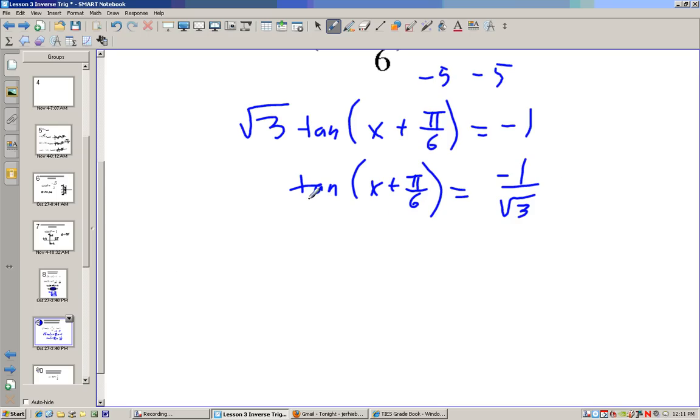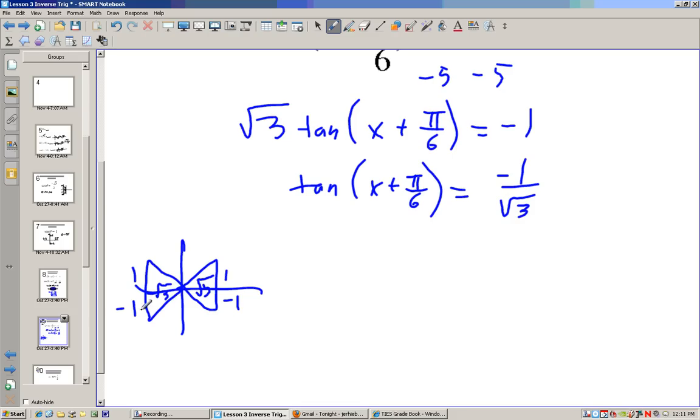So if I want to get rid of this tangent, I need to figure out where tangent is negative 1 over root 3. If I drew this all out, opposite is going to be 1 or negative 1. And down here, this will be 2 negatives, so that won't work. These are both going to be positive. So these are the two quadrants where we can find the tangent of something equaling negative 1 over root 3. So over here, that will be 5 pi over 6. And over here, it'll be 11 pi over 6.